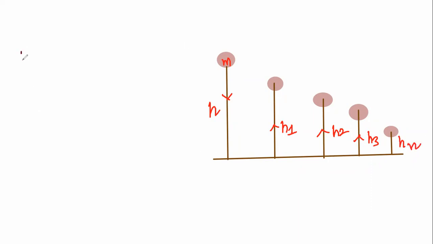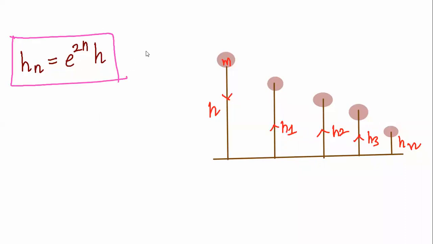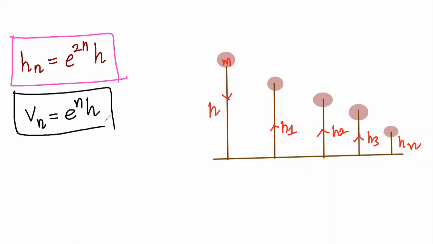The height attained by a freely falling sphere on a floor after n rebounds is hn is equal to e power 2n into h. This is the important formula. Then the velocity of the sphere after n rebounds, Vn, is equal to e power n into the initial velocity.